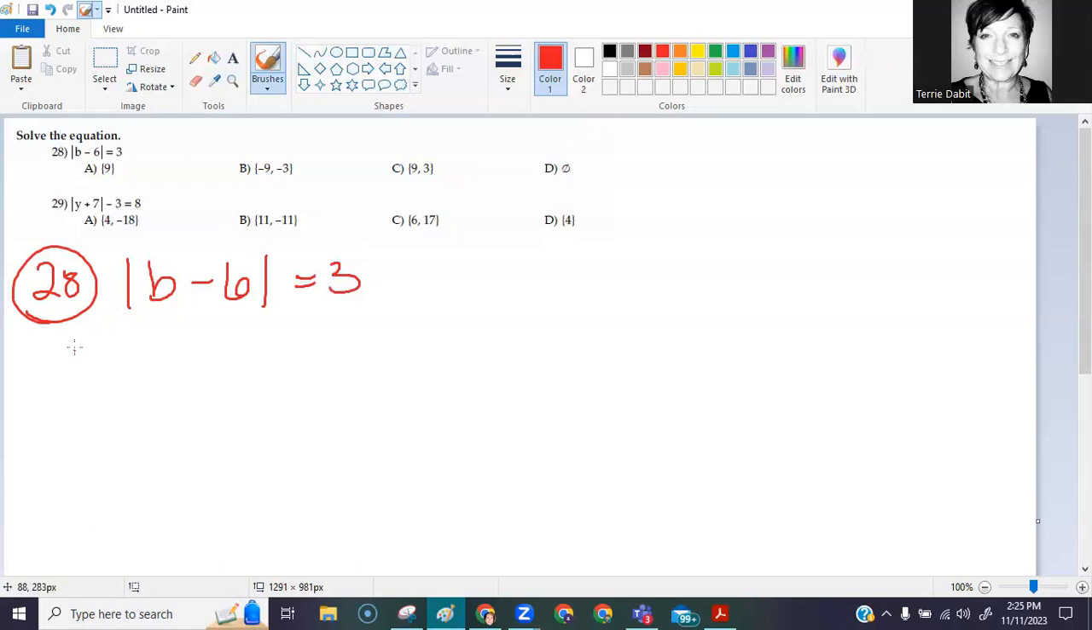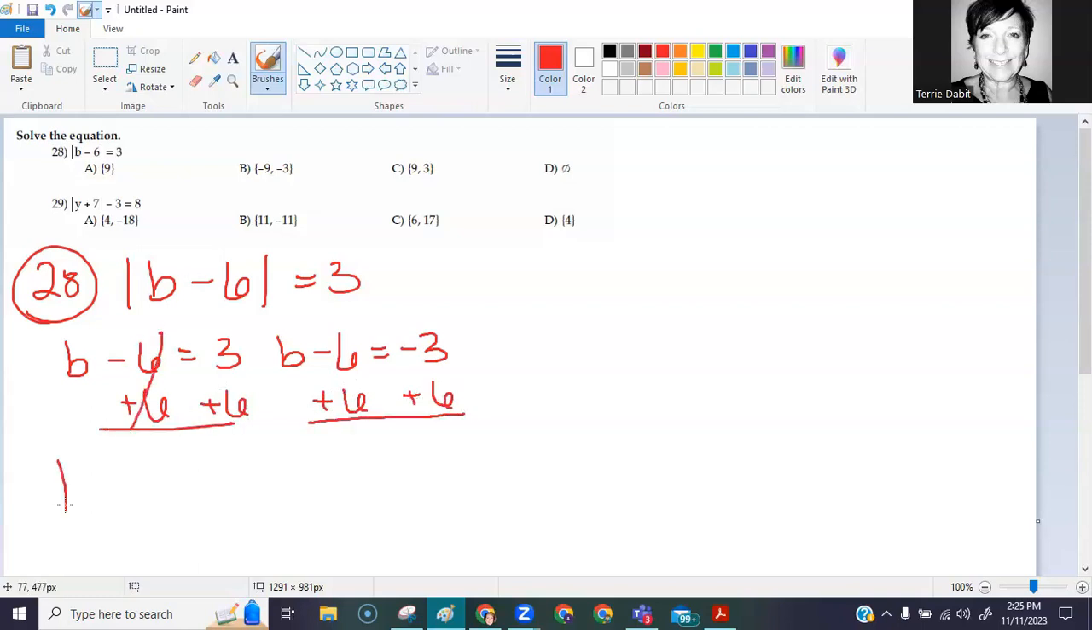And the rule says, take what is isolated by itself. So I take what is inside, b minus 6, and set it equal to the positive, and then also take what is inside and set it equal to the negative. And if I solve these things out, I will get the following. B is equal to 9 and b is equal to 3. They will probably put it in a solution set where you could do 9, 3.